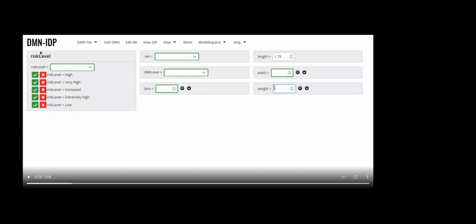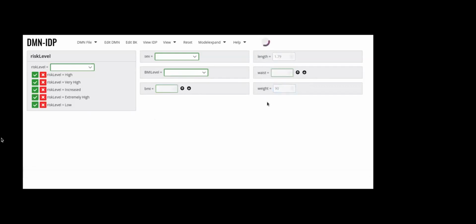So it generates a tile for every symbol that is known in the system. So this is length, waist, weight, BMI, BMI level, sex, and risk level. And then we can enter values. And note that it does not distinguish between what level a symbol is. All the symbols are a bit everywhere. There's no distinct order because in IDP, we don't have a distinct order, and in multidirectional reasoning, we don't have a distinct order.